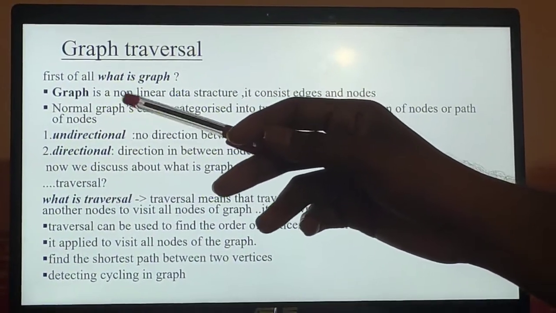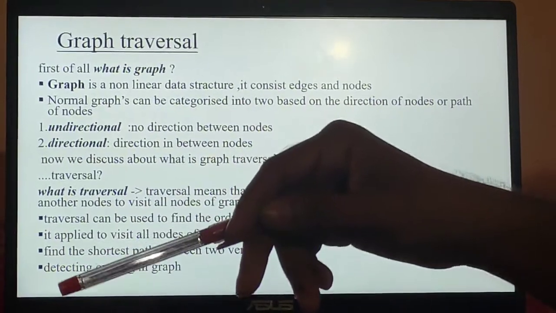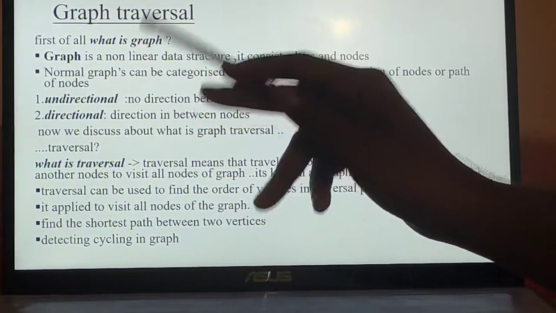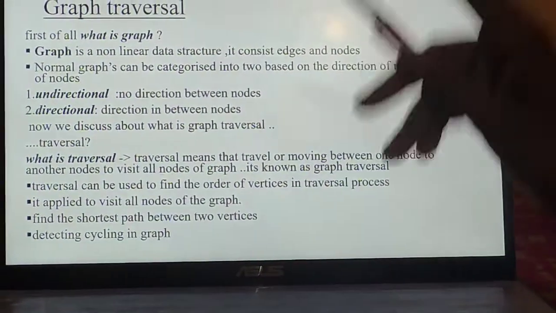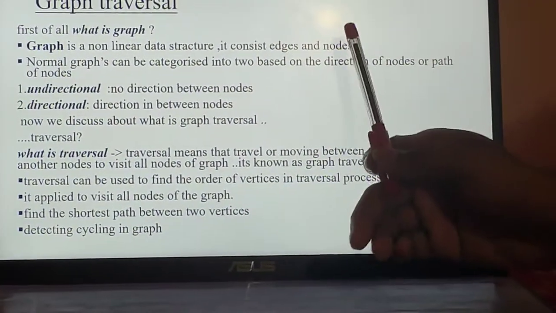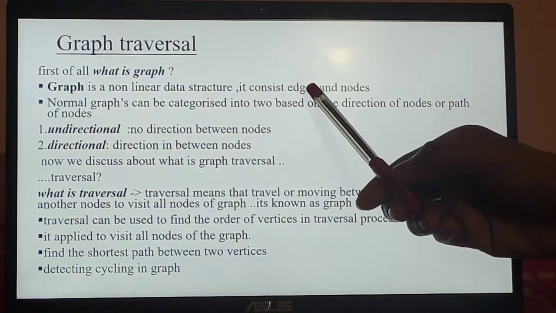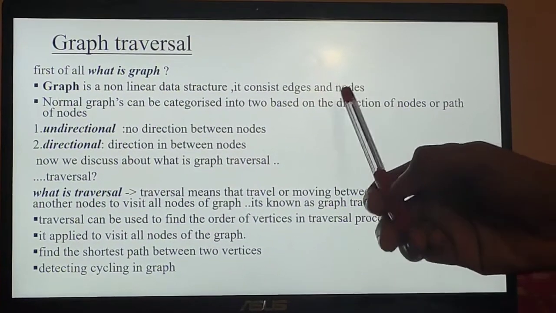Once again, I will explain the same topic, graph traversal. First of all, what is a graph? I will also explain what is meant by a graph. A graph is a non-linear data structure. It consists of edges and nodes. Everybody knows a graph consists of a data set and it contains edges and nodes.